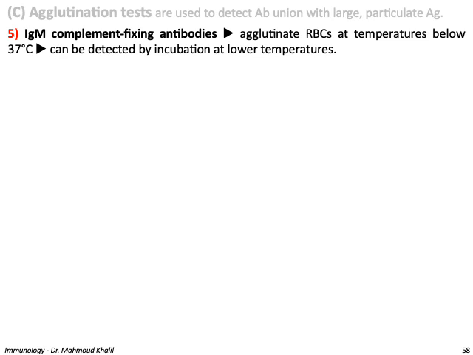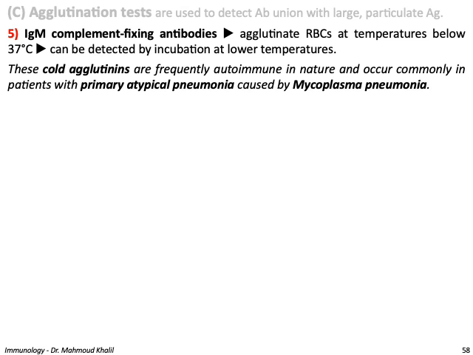So we'll talk about continuing the agglutination test about the IgM complement fixing antibody. These used to agglutinate RBCs at temperatures below 37 degrees and can be detected by incubation at lower temperature. These cold agglutinins are frequently autoimmune in nature and occur commonly in patients with primary atypical pneumonia caused by Mycoplasma pneumoniae.